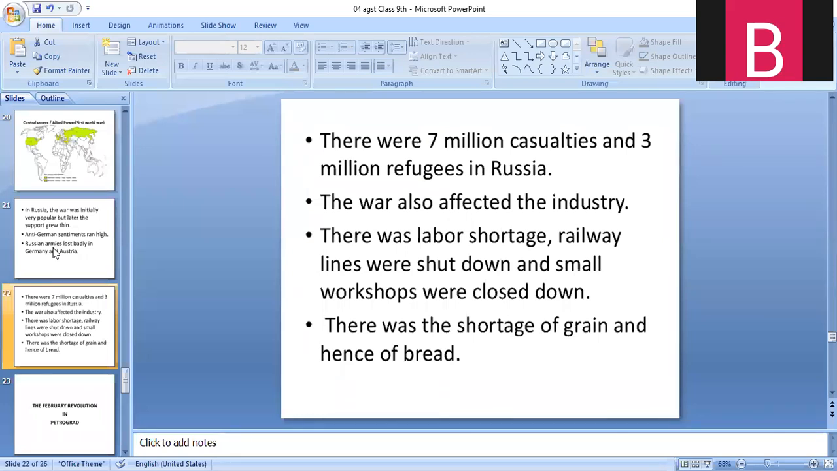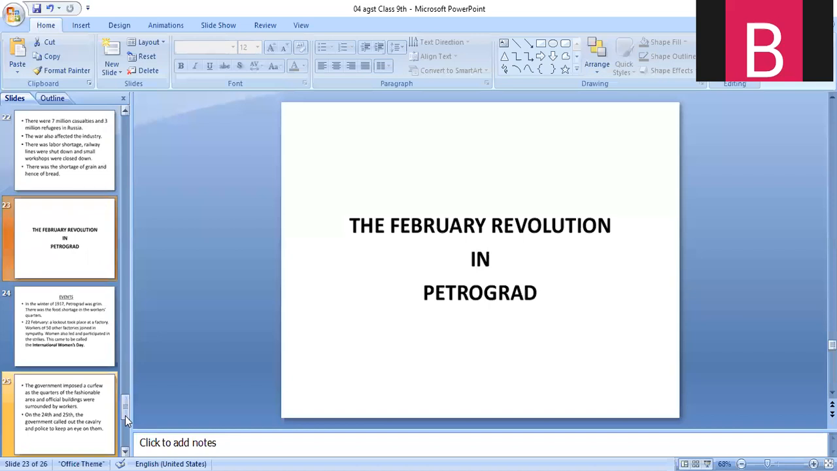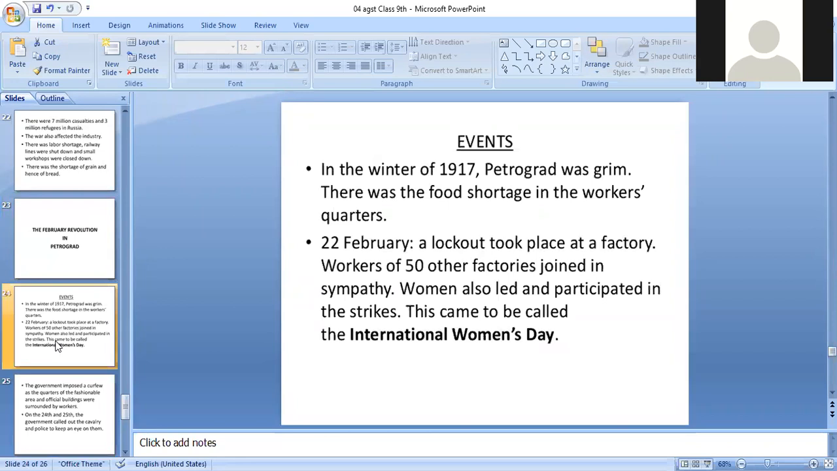Now we'll move forward, that is the February Revolution in Petrograd. When we are talking about the February Revolution, that is not the main revolution of Russia. The main revolution occurred in October 1917. But when we are talking about the problem of grains, people were not able to feed themselves. So in that situation, in the winter of 1917, conditions in the capital, that is Petrograd, were grim.